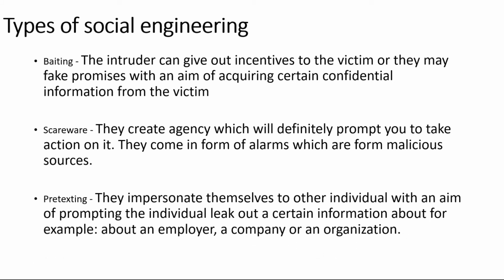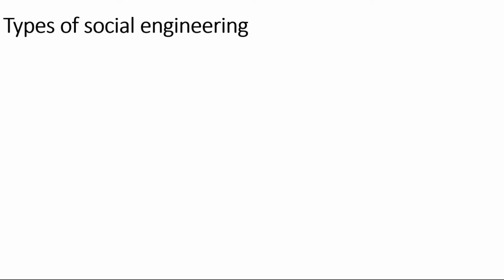Number 3. Pretexting. In this form, the scammer will seek information about a particular individual through another, indirect individual. They impersonate someone to other individuals with an aim of prompting them to leak certain information about, for example, an employer, a company, or an organization. For example, a scammer may visit a gateman of a certain institution or bank or enterprise. They will befriend them, then after building their trust, they will in turn ask for the information that they intend to know from that particular employee.